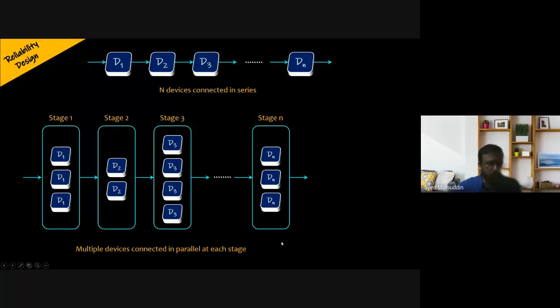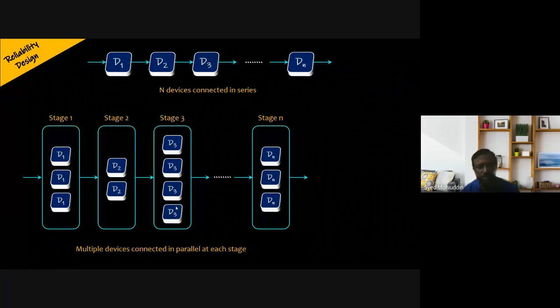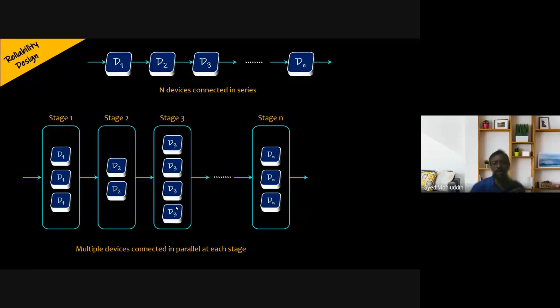So here, even if one device fails, we have other devices. For example, if one device from stage 3, that is one D3 device, fails, we have other D3 devices which can continue the process. So connecting multiple devices in parallel at each stage is going to improve the reliability of the system instead of connecting n devices in series. So that is what a reliability design problem is.